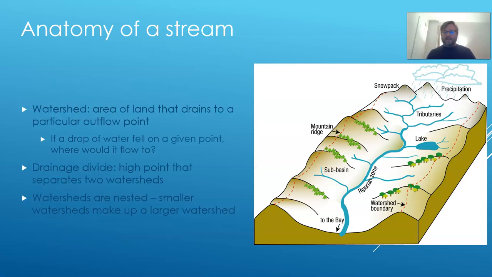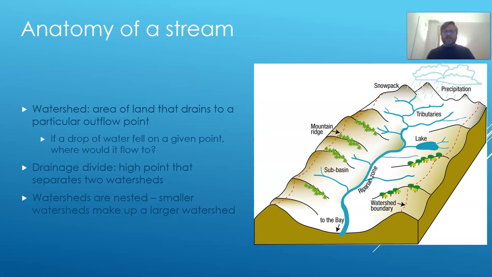So when we look at a particular stream, we often talk about its watershed. So a watershed is an area of land that drains to a particular outflow point. And often the outflow point is either where that stream enters a larger body of water, like a lake or an ocean, or where that stream enters another stream. So the confluence of one stream with another, and then we look upstream of that, and that's that stream's watershed.